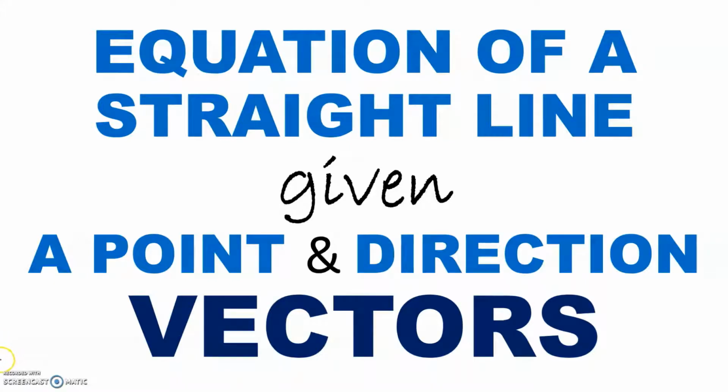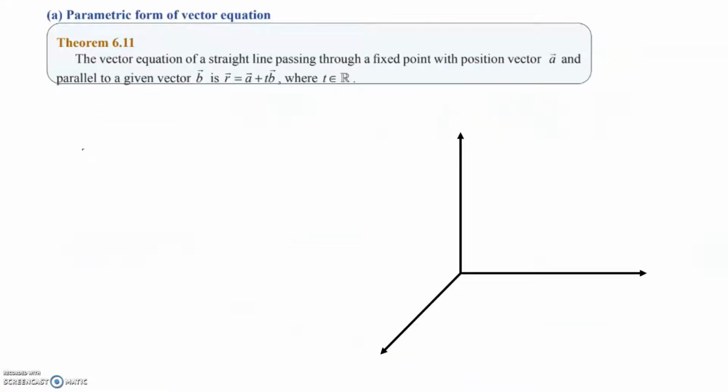Equation of a straight line is the topic of this video. Now, we're going to find the equation of a straight line when you're given a point and the direction of the vector using the vector method. So let's move on. You can find this equation in three different forms.